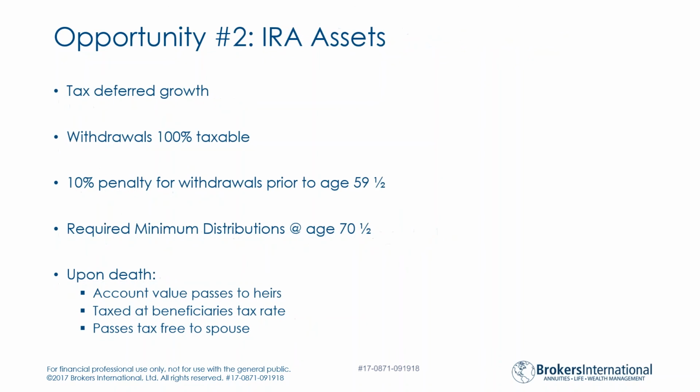Now jumping into the second opportunity, that being the IRA assets. You're going to see some similarities regarding the tax-deferred growth, taxable withdrawals, and penalties, although just wanting to point out that there are also required minimum distributions at age 70.5 that the client must take, or they might incur an additional tax on the amount not distributed. So like the non-qualified annuities, the account value is going to be passed on to the heirs and it'll be at the beneficiary's tax bracket.